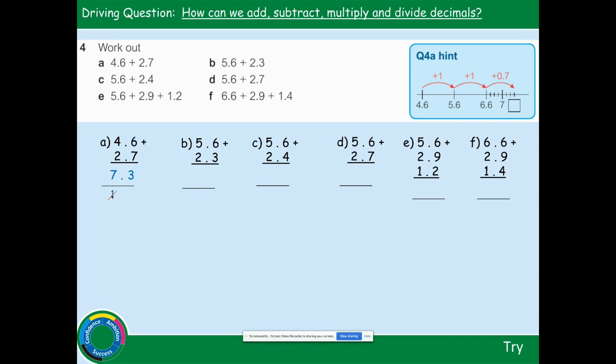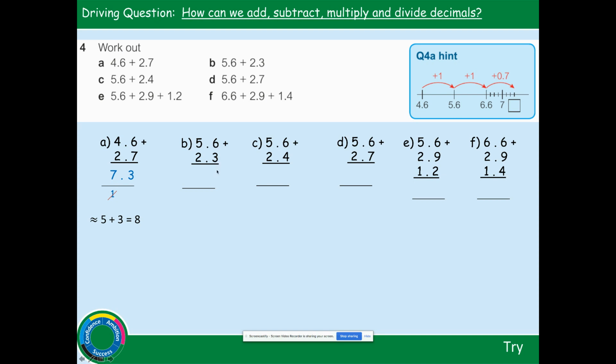Okay, let's have a look at B. 5.6 add 2.3. 6 add 3 is 9. Oh, sorry, before we go on, we better do this checking that we should be doing. So 4.6 is approximately 5, 2.7 is approximately 3, so 5 add 3 is 8, which is pretty close to 7.3. Okay, now let's try B.